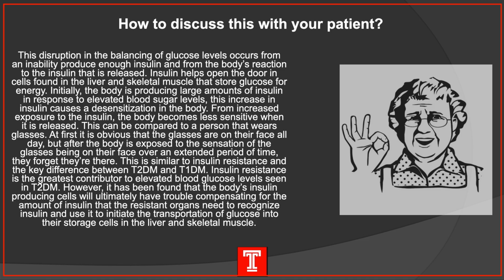Insulin resistance is the greatest contributor to elevated blood glucose levels seen in type 2 diabetes mellitus. However, it has been found that the body's insulin producing cells will ultimately have trouble compensating for the amount of insulin that the resistant organs need to recognize insulin and use it to initiate the transportation of glucose into their storage cells in the liver and skeletal muscle.